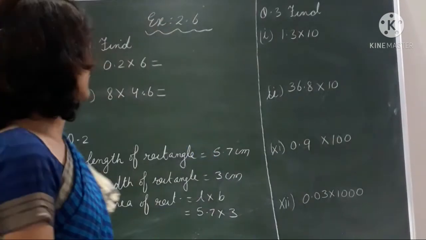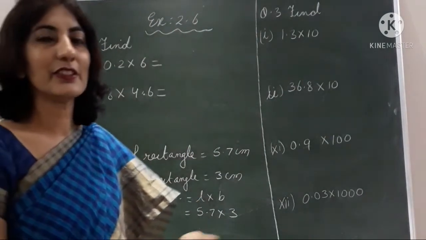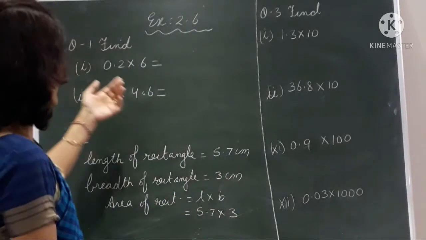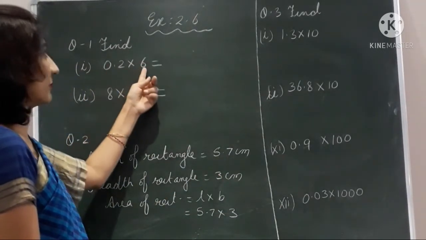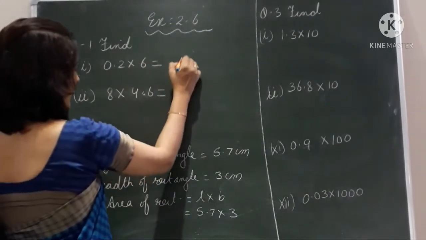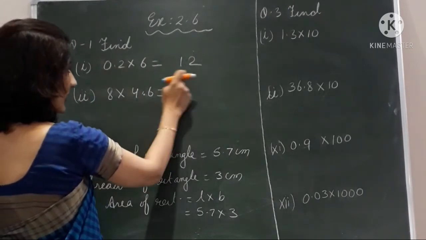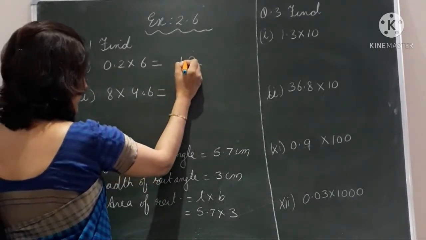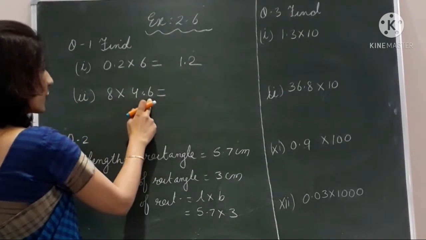Exercise 2.6, question number 1, find the product. I am doing a few parts, many parts are given, the remaining will be homework for you. First part is 0.2 multiplied by 6, a decimal number multiplied by a whole number. So leaving the decimal, 6 2s are 12. After the decimal, how many digits are there? 1 digit. So from the right hand side, leave 1 digit and put a decimal. The answer will be 1.2.